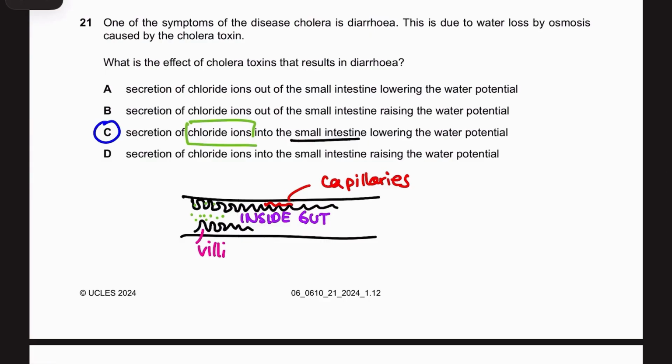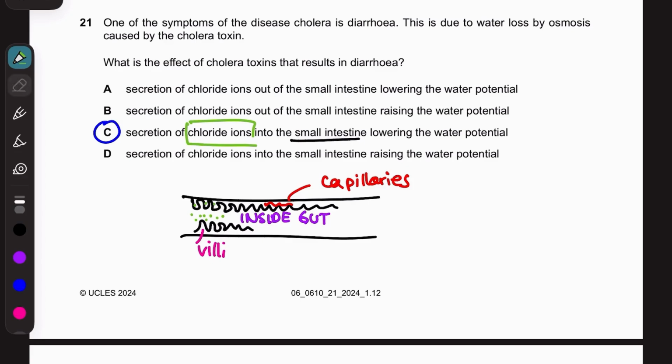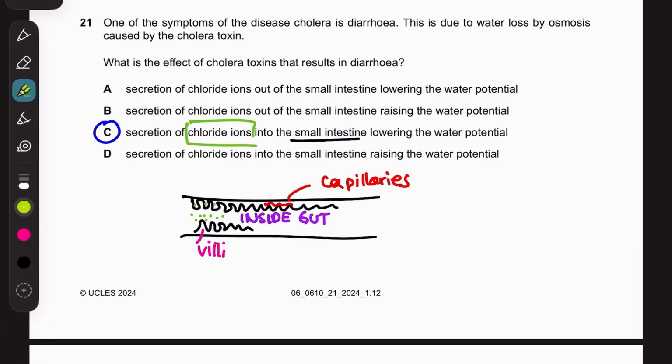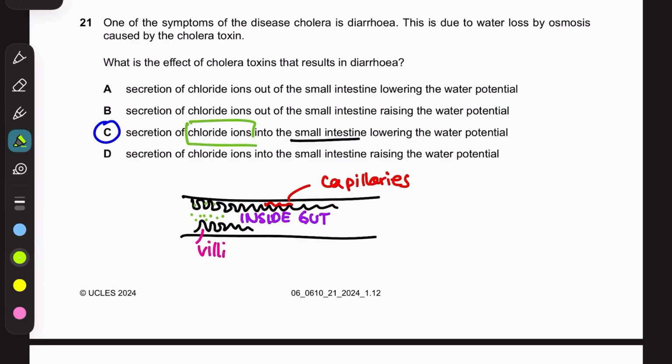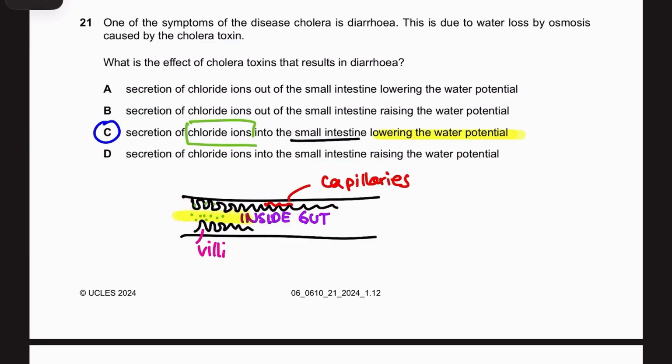So that's why C is correct, because it says you're secreting the chloride ions into the small intestine, which lowers the water potential. And when the water potential here is so low, so this compartment here, guys, the low water potential compartment, lower water potential is here, right? Therefore, the water is going to move into the yellow compartment, and then you end up with watery diarrhea. So that's how you can explain how cholera works to somebody.